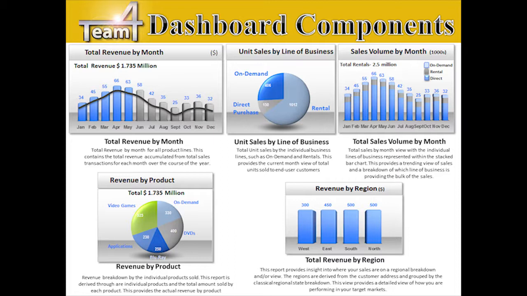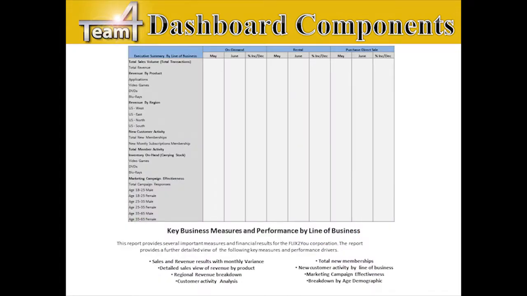Then we have total sales volume by month. This report provides total sales volume by month with the individual lines of business represented within the stacked bar chart. Then we have total revenue by region. This report provides insight into where your sales are on a regional breakdown or view. And finally, we have the summary key business measures and performance by line of business.